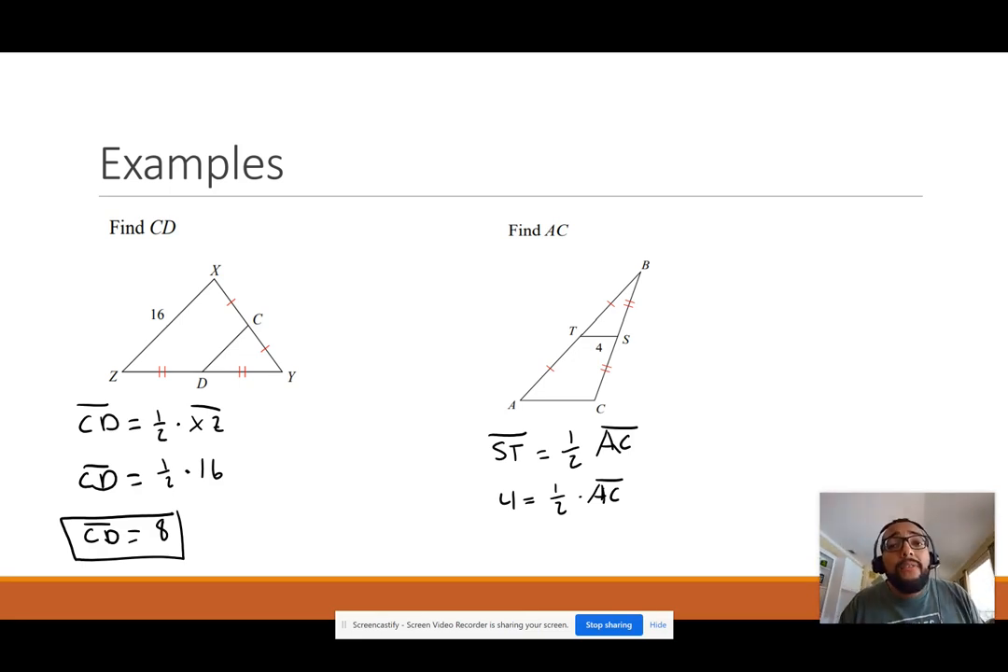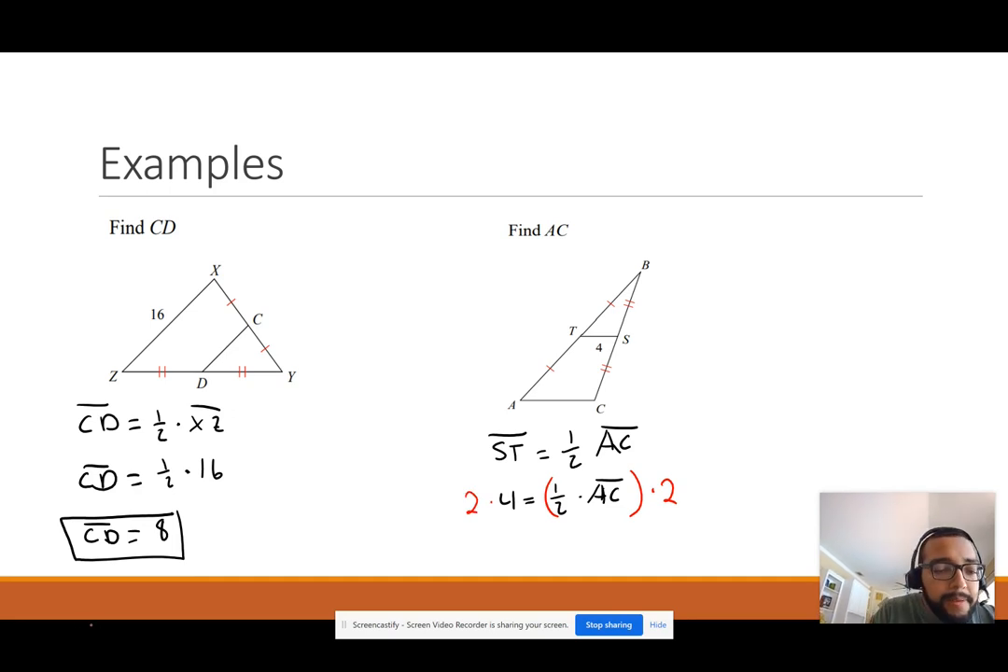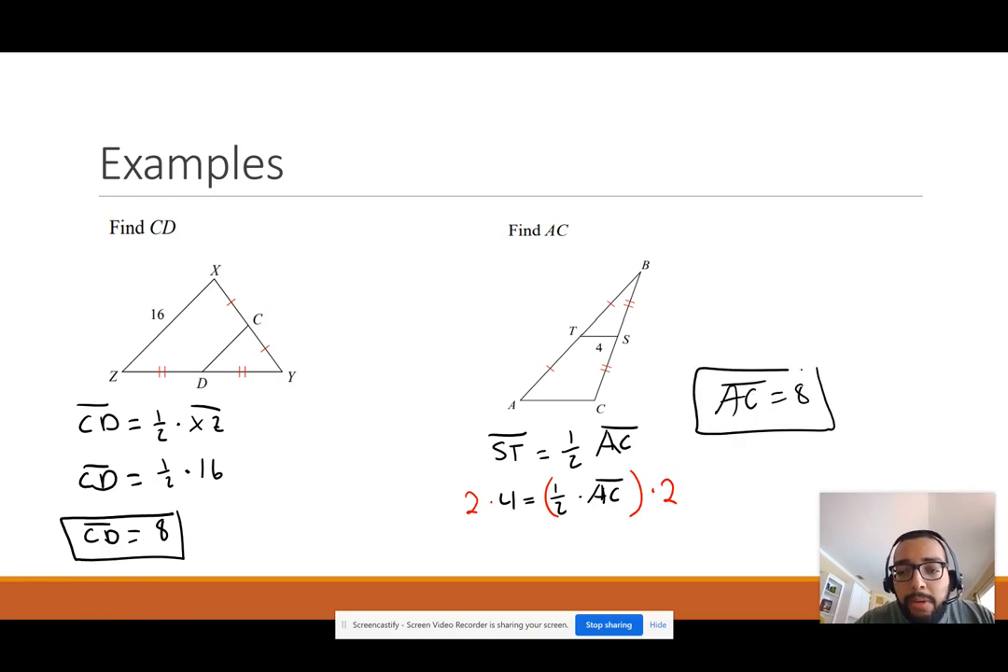Therefore, to find the value of AC, we can do one of two things. One, just think about it in your head: a number times 1/2 equals 4. Clearly it's 8, right? If you want to do it in a more mathematical sense, I can isolate AC. On both sides of this equation, I can multiply by 2, which gives me that AC is equal to 8.